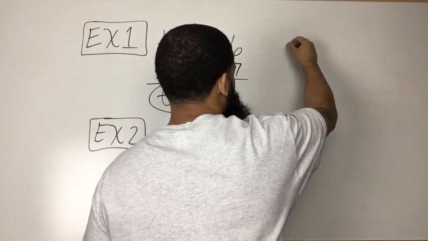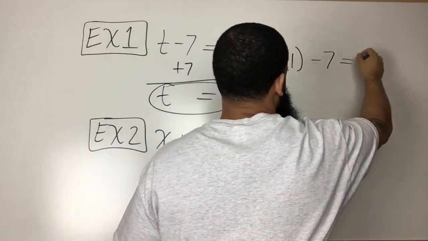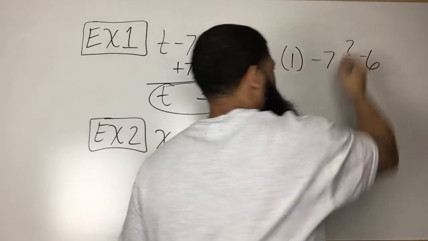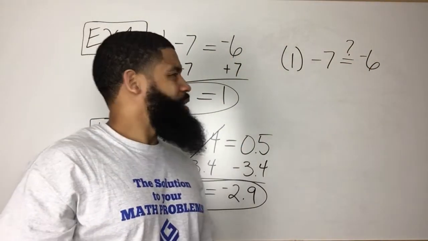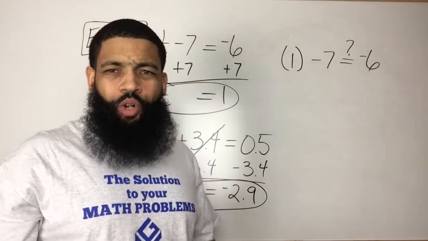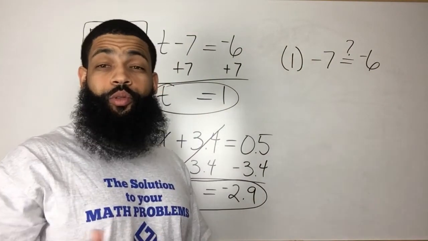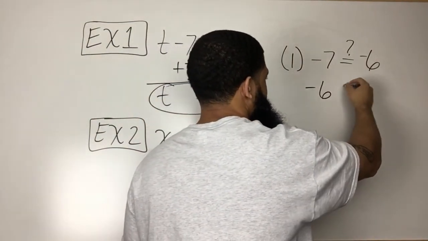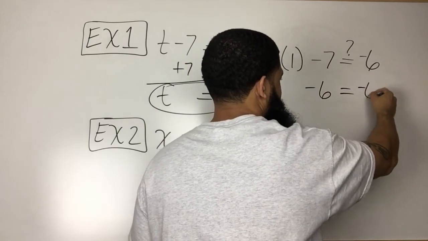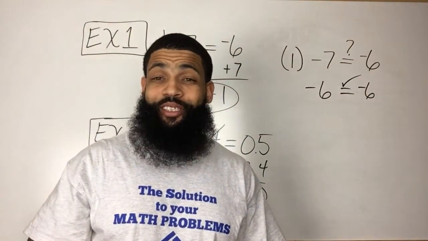So for example, if I replace t with 1 and I say minus 7, and I always put a question mark above there just to make sure that I know that I'm trying to figure out, does what's on the left side of the equation equal what's on the right side of the equation? And 1 minus 7 is negative 6. And on the right side I have negative 6. And negative 6 is equal to negative 6.